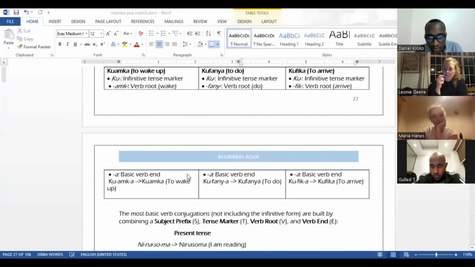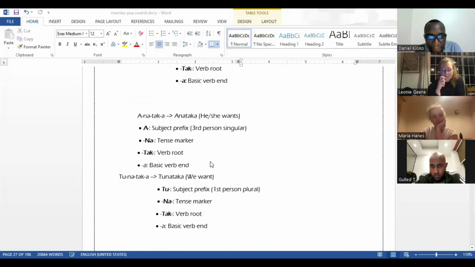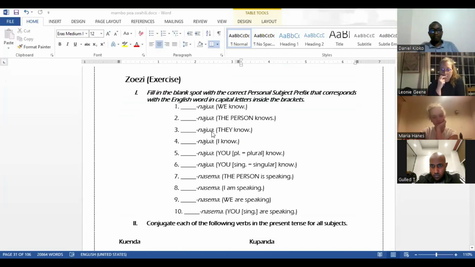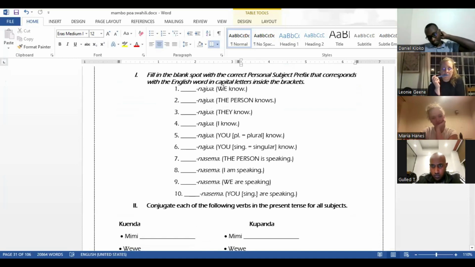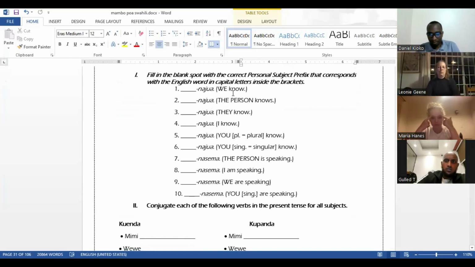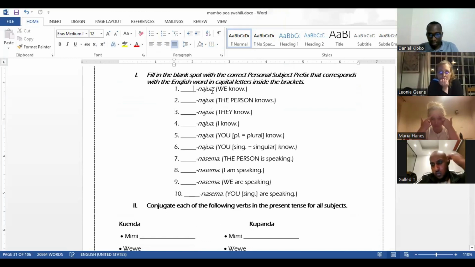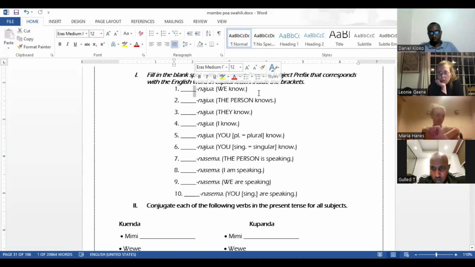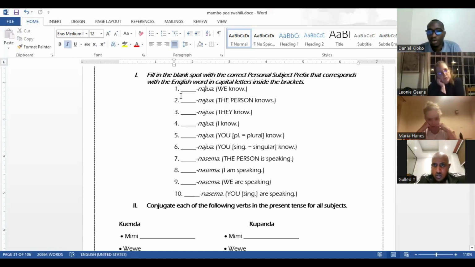Okay, so let's go to page 31 and try and see how good we have gotten. I guess if you have already answered, don't check your book. You can check the screen just to see if you remember. So in this case, you're just filling in the subject prefix. How do we go? Leon, Maria, Glad, just alternate each other. Okay, 2. Yeah, tunajua. Just say the whole thing.